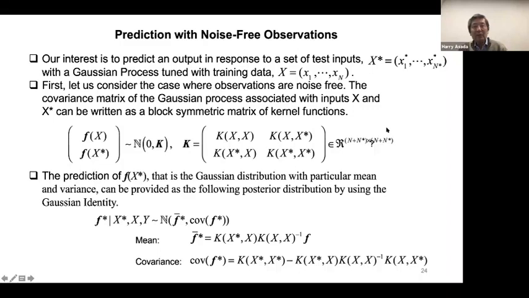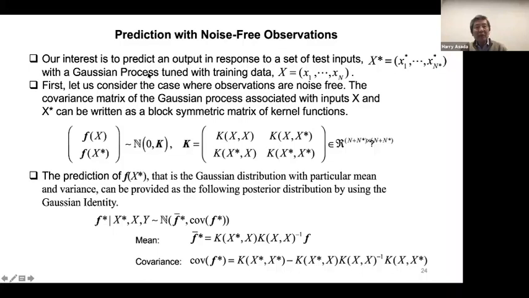Let's start with the simple case of a noise-free observation. We have two sources of stochasticity. One is the randomness of the Gaussian process itself, the function f, right? The other is the randomness of the observation. Let's set the observation noise to be 0. With that, we can make the following argument, and then we immediately expand it later to the noisy case.